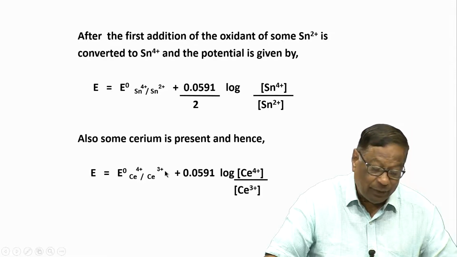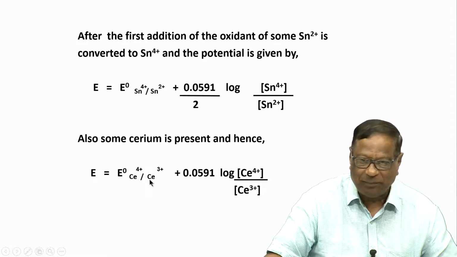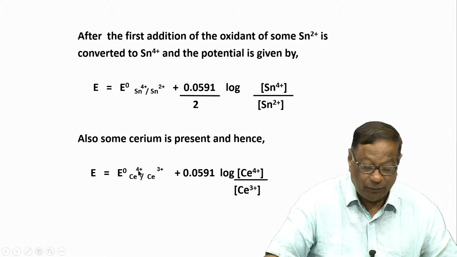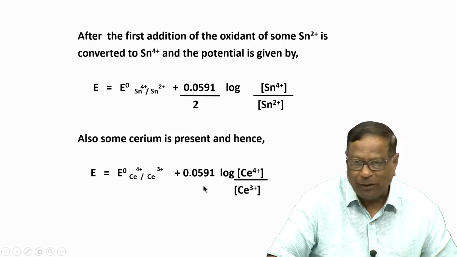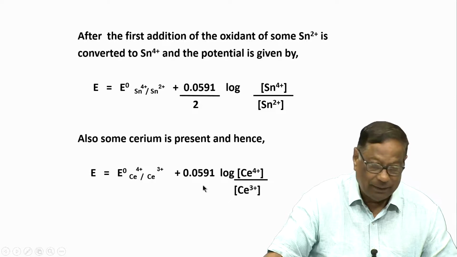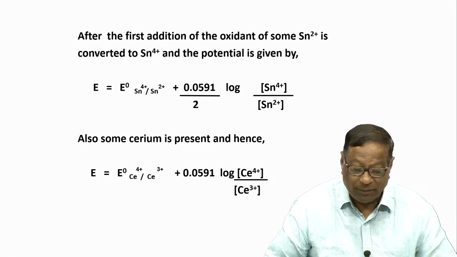Now, what do I have here? The problem is, it is a single electron transfer system, ceric 4 to 3. So, I have to divide this by only one unit, 0.0591 divided by 1. So, I choose not to write 1. Okay. So, this ceric cerous system is given by this equation.